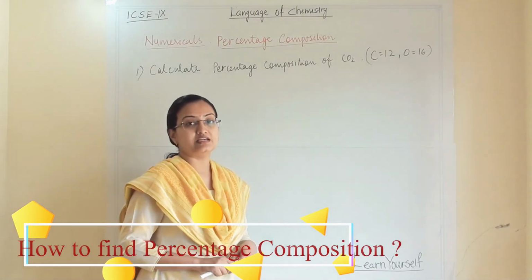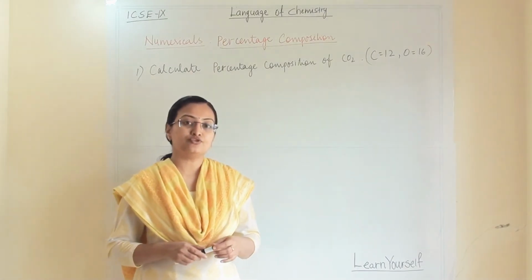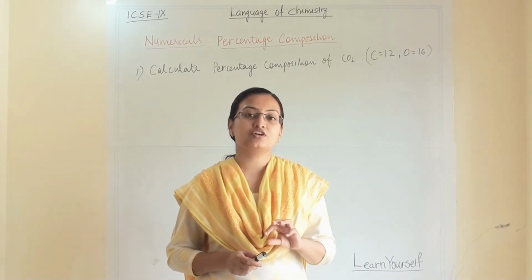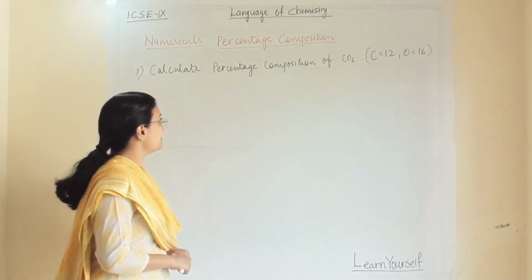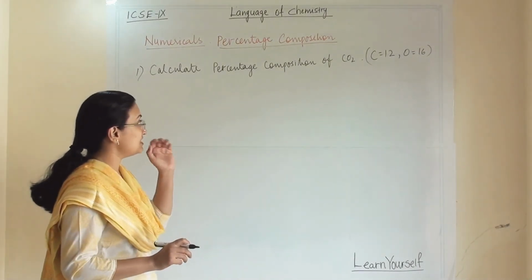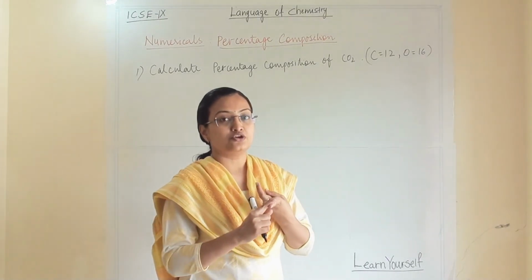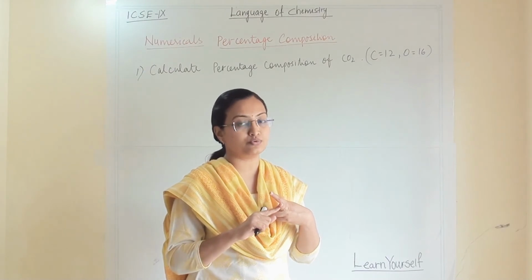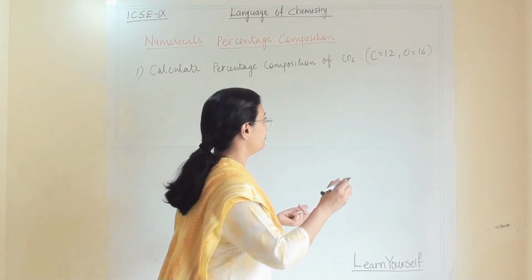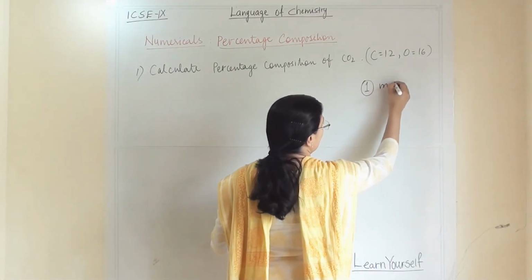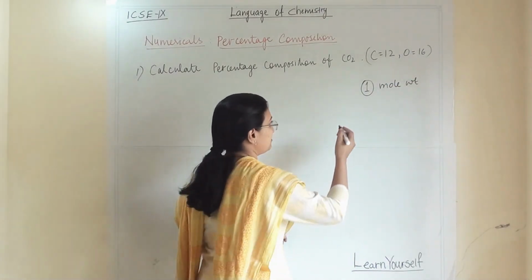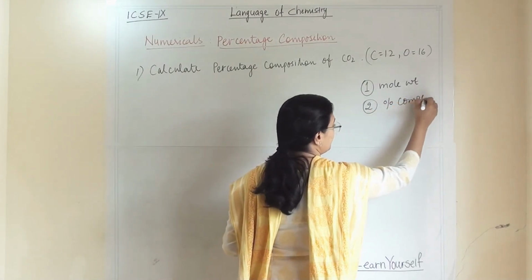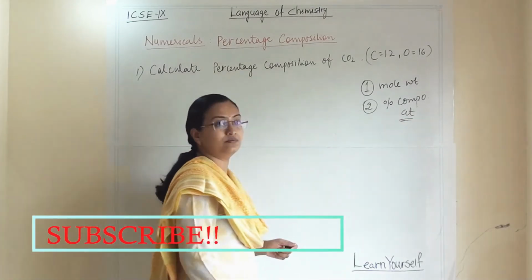Coming to the next type of numerical, which is percentage composition. In this type of numerical, with the help of the molecular weight of the compound, we will find out a particular element's percentage composition in that compound. So let us see how to find it. First of all, in this type of numerical, there are 2 steps. First, you have to find out the molecular weight of that compound, and with the use of that molecular weight, we will find out the percentage composition for each and every atom present in it. So the first step is we have to find out the molecular weight, which we have seen earlier, how to find out molecular weight. Second, we will find out the percentage composition of each and every atom present in the compound.